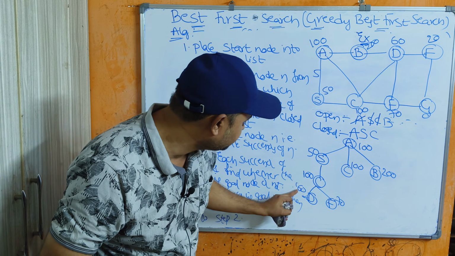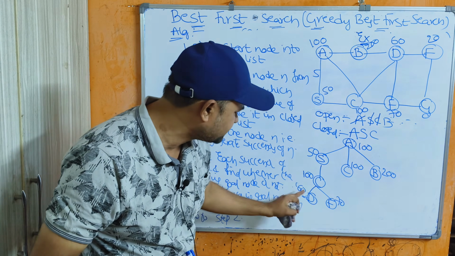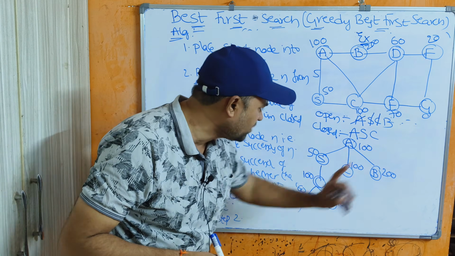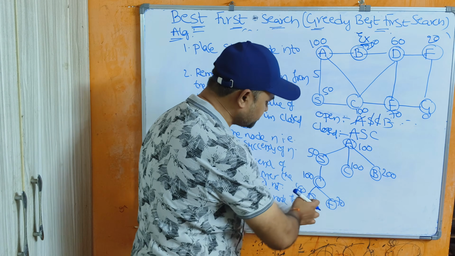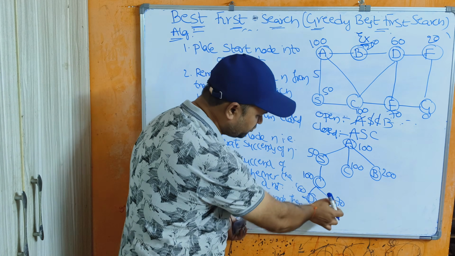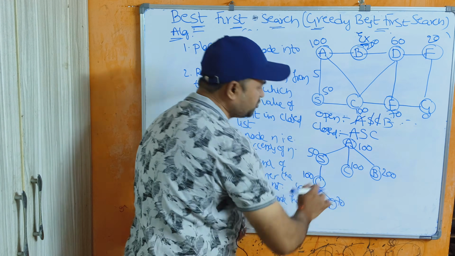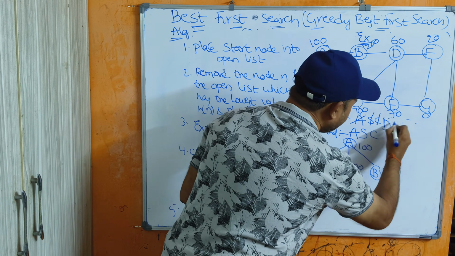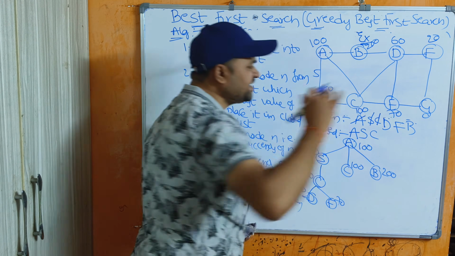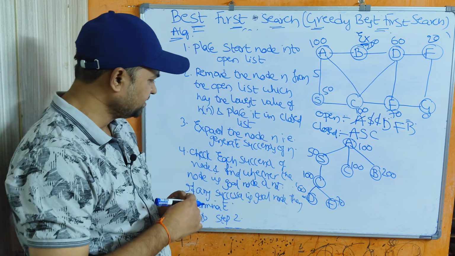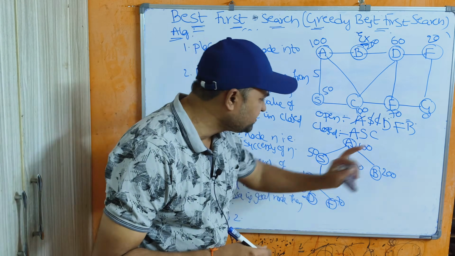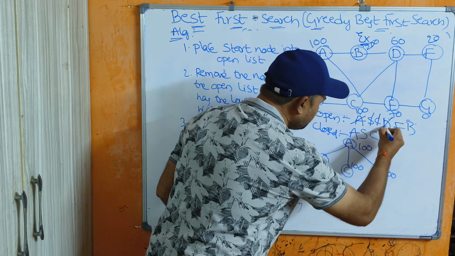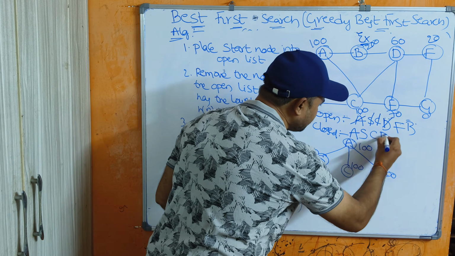So here we have D, this E is already expanded. So D, F, B: 60, 70, 200. Now we need to rearrange the nodes. Here we got two new nodes, but these two values are smaller than 200. So let us rearrange. D, F, B, we need to place them in ascending order in the open list. Now out of 60, 70, 200, which is the smaller value? 60 is the smaller value. So remove D from the open list and place it in the closed list.